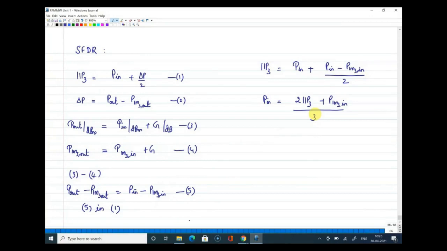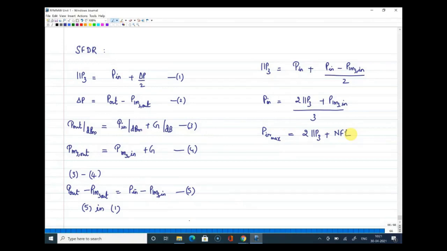So now from definition, when we talk about spurious free dynamic range, we told that there is some maximum input power, and that maximum input power is what you can provide as an input signal to any circuit such that the IM3 product should lie below the noise floor level. That is a condition. So what I will do here is I will write it as 2 IIP3 plus, in place of P IM3 in, that can be equal to the noise floor level. So your IM3 products can touch the noise floor level but not peak out of that.